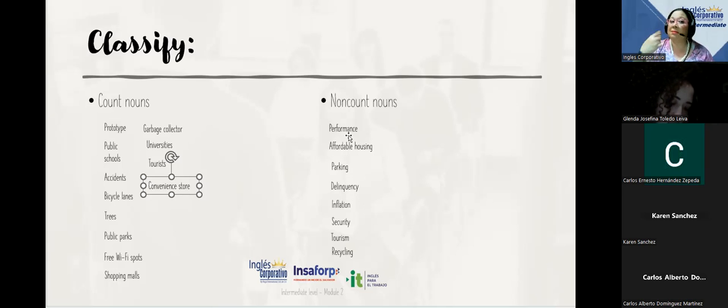Ahora, performance is. Affordable housing is. Parking is or was, ¿verdad? Delinquency is, was, has. Inflation, was, is, has. Security, was, is, has. Entonces, con los non-count nouns, usually it's going to be a singular form of the verb, okay?